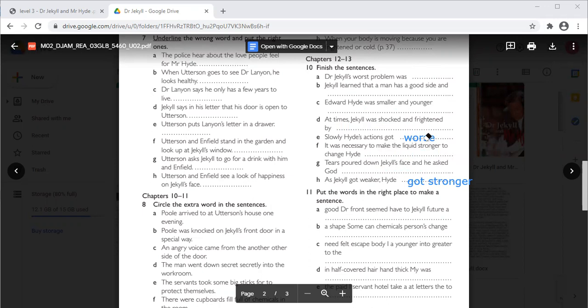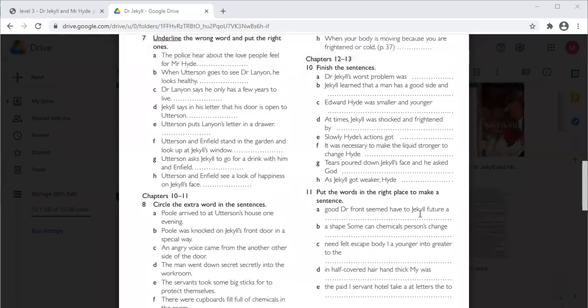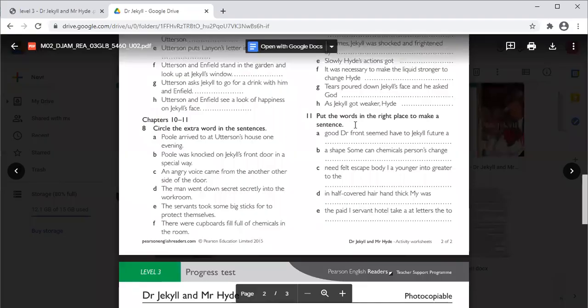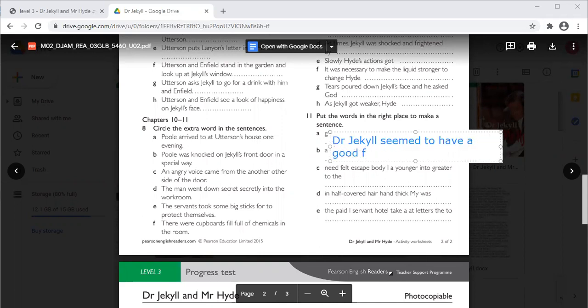Hyde was getting stronger. Okay, now we're going to put the words in the right place to make a sentence. Okay, let's rearrange. Good. Dr. Jekyll seemed to have a good future. So here we're going to write the correct sentence: Dr. Jekyll seemed to have a good future, right? There is an additional word, front, but this word is out of place, so we're not going to use it.